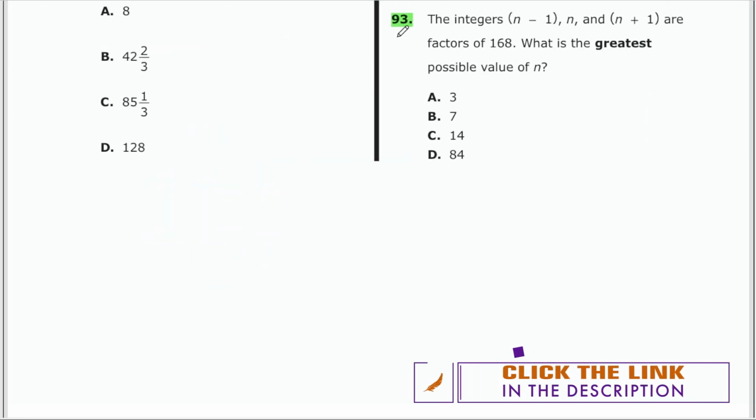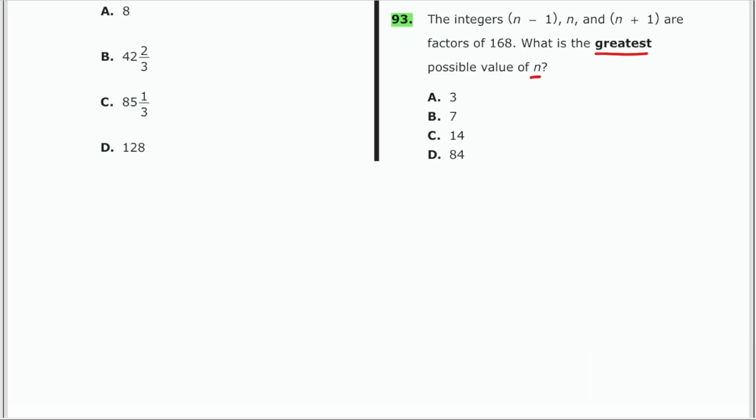How was I able to do this problem so fast? So we're looking for the greatest possible value of n, where n is a factor, right? So these are all factors of 168. So instead of trying to figure it out, like, oh, let's use the prime factorization of 168 and 2 and 84 and so on, for this problem, to do it fast, you're better off plugging in the answer choices. So since we're looking for the greatest, let's start from the greatest and then go down the list, right? So we're starting from D and going up.